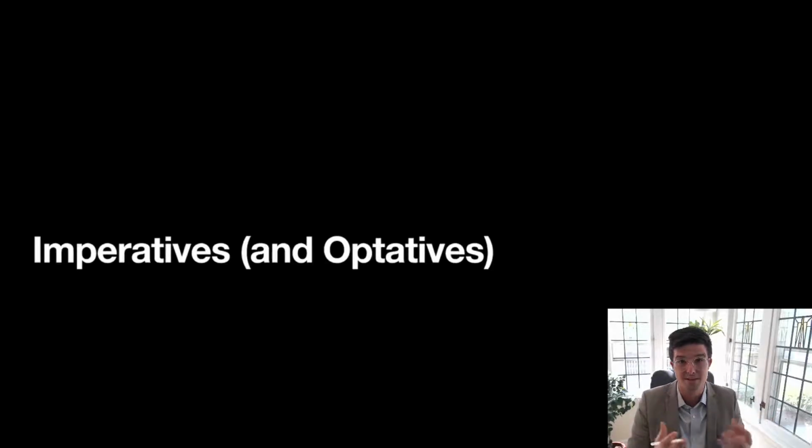So the purpose of this video is going to be to introduce these two moods, primarily the imperative, and this is why the optative is in parentheses here, because we're going to spend most of our time in the imperative, and we're really only going to introduce one form of the optative because the optative is such a rare mood in Koine Greek of the New Testament.